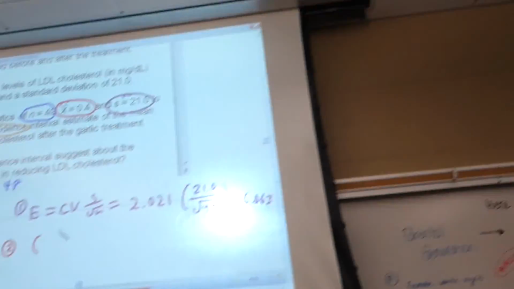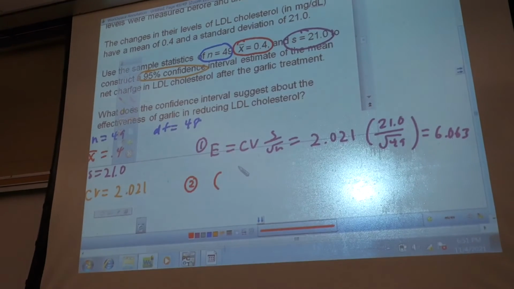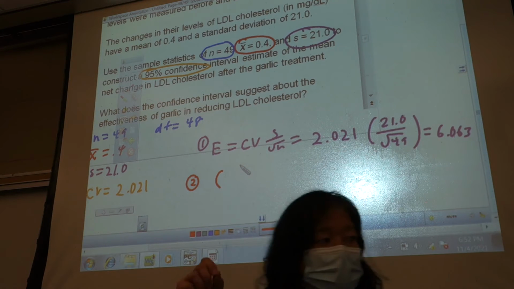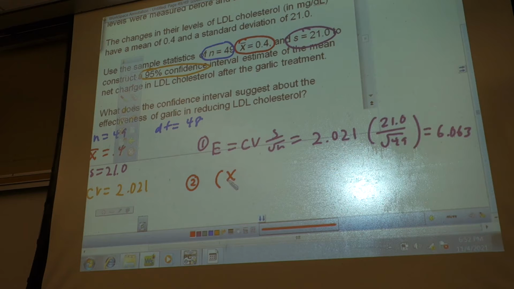Step 2. The screen turned on. Oh, darn it. I need to find my mean plus and minus my error. So you take my x bar, everyone write down x bar minus e, comma x bar plus e. Everyone write that down. So what is that? What's my x bar? Figure out what your x bar is. 0.4 minus my error. What's my error? 6.063, comma 0.4 plus 6.063.